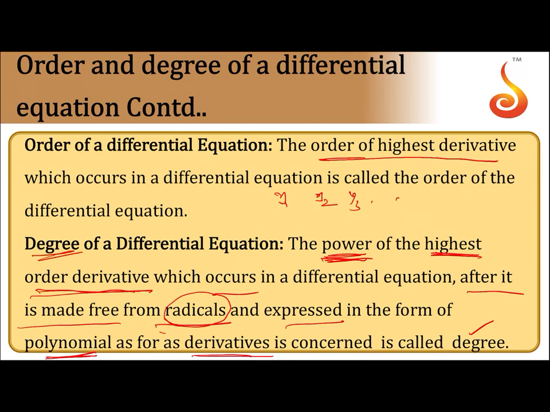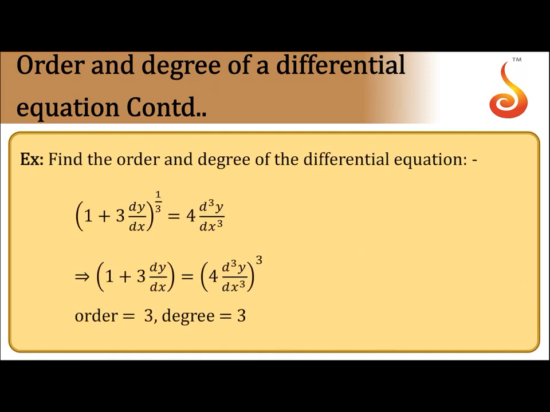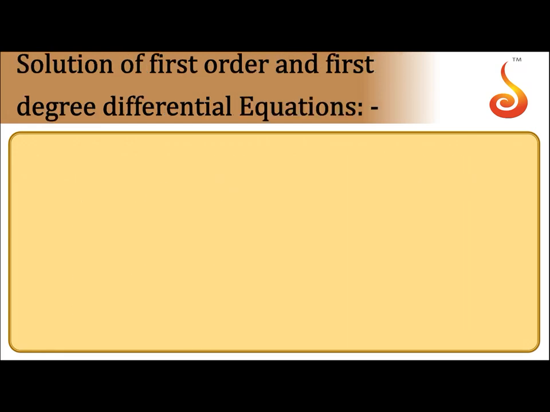Coming to the example here, 1 plus 3 times dy by dx, whole power 1 by 3, is equal to 4 times d cube y by dx cube. As there is a fraction here, by cubing on both sides to remove it, you will get a polynomial in derivatives. The highest order is 3, for which the exponent is 3. This is the degree of the differential equation, and third order means it is a third order differential equation.